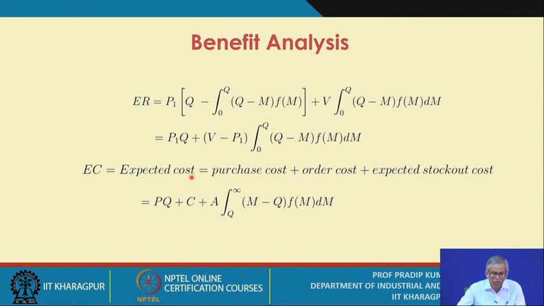is expected purchase cost, ordering cost, and expected stock out cost. There are three elements in this. So what is the purchase cost? That means Q, the units you have purchased, and for each one the purchase cost is P. C is the ordering cost.